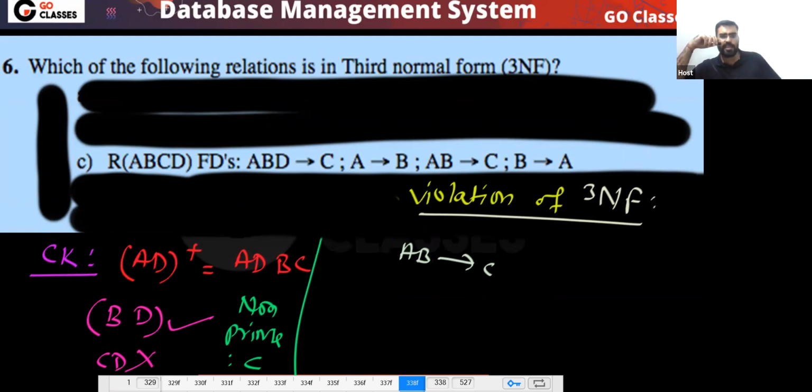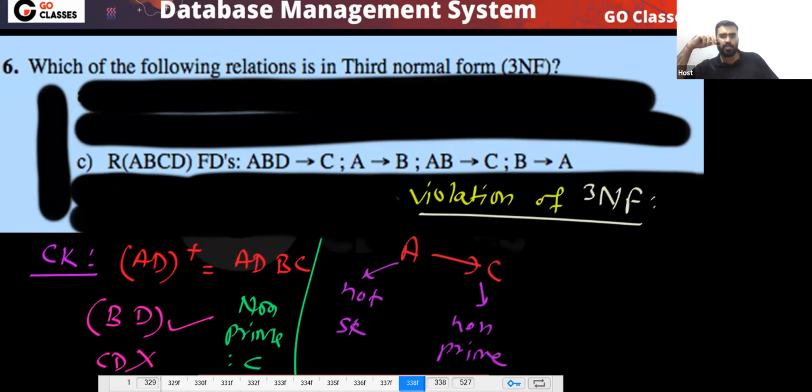What is another violation of 3NF? The same. The violation of 2NF is also a violation of 3NF, because this is not a super key and this is non-prime. So this is also a violation of 3NF. Where is the transitive dependency?